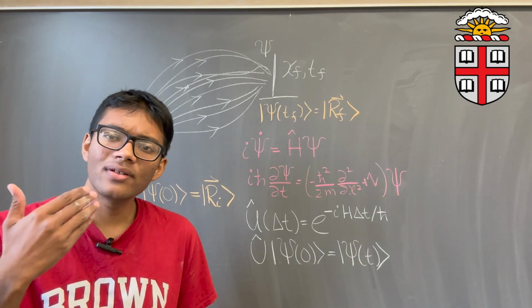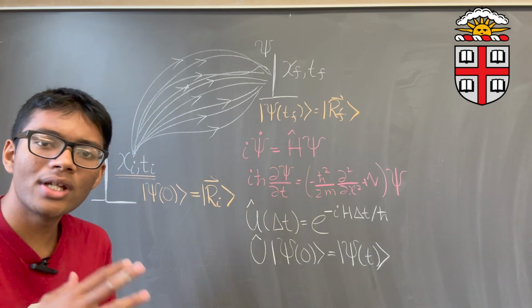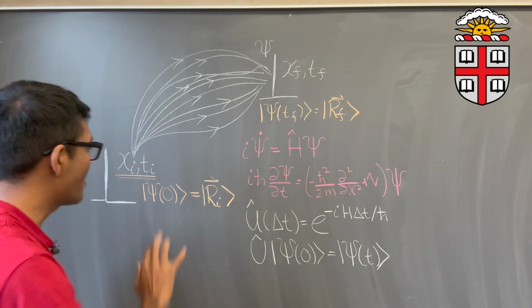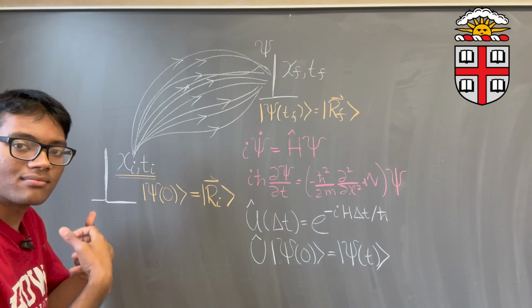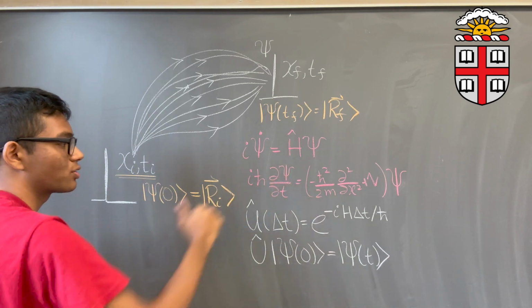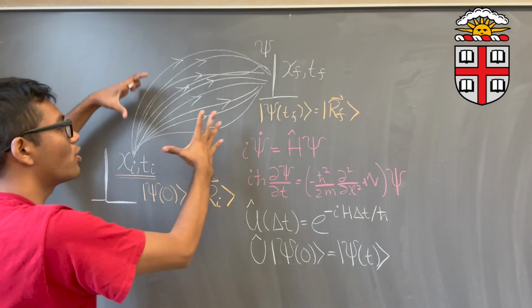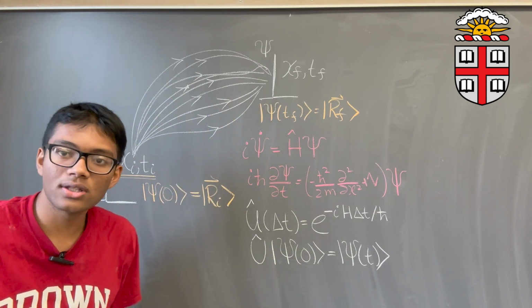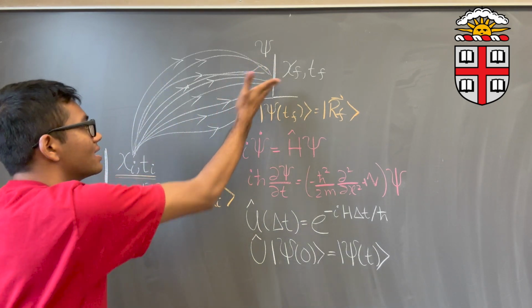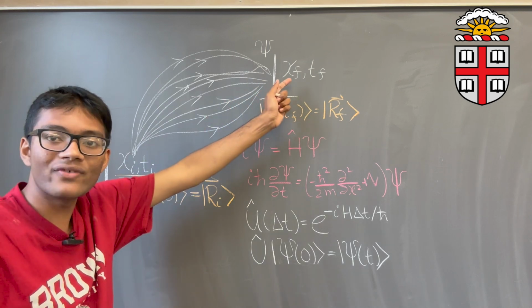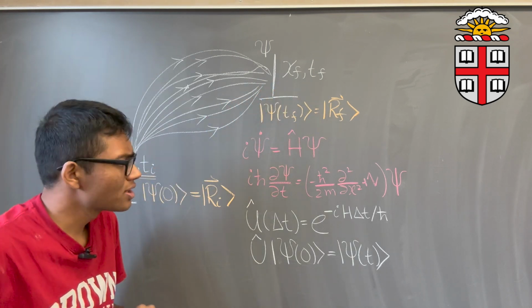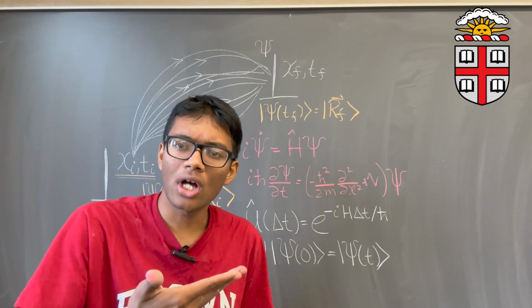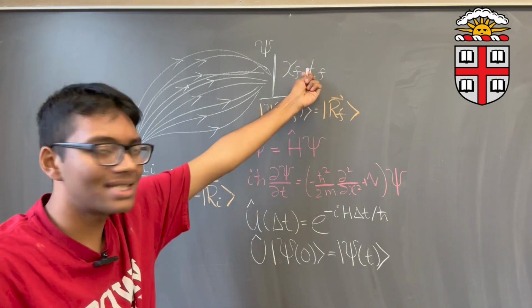Now, here's an even more thought-provoking question. We know that when we initially have our electron here, then by the laws of quantum mechanics, by the Schrodinger equation, the electron is going to spread out. It's going to propagate in all directions. And only part of the electron's wave function is going to arrive at this x_f. So the question is, how much of the electron's wave function gets to this point?